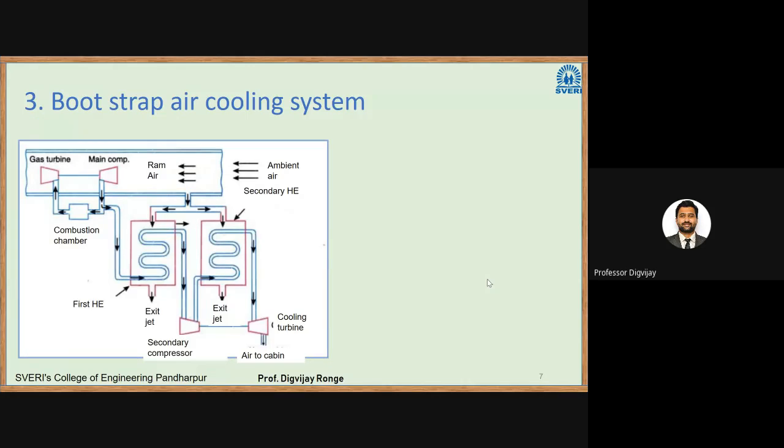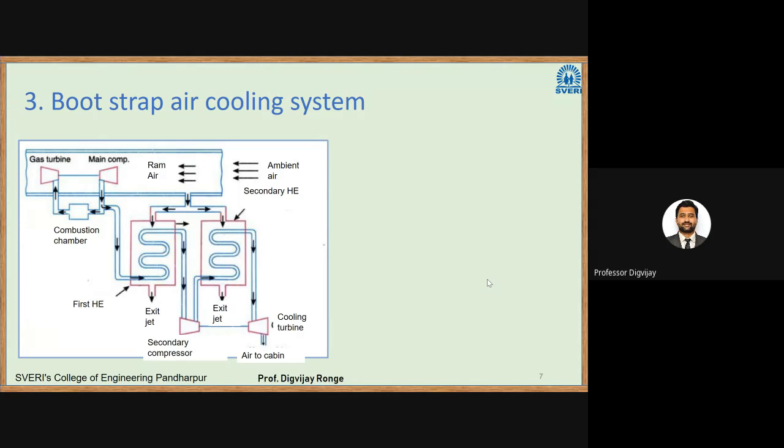See, in the simple air cooling system, there was only one heat exchanger, one cooling fan, and one cooling turbine. In the bootstrap system, we have one more compressor and one more heat exchanger. You can compare both these figures. In addition to the simple air cooling system, we have added one more heat exchanger and one more compressor. That extra compressor is generally called the secondary compressor, and the extra heat exchanger is called the second or secondary heat exchanger. Now you can look at the diagram itself and get the idea of what is happening.